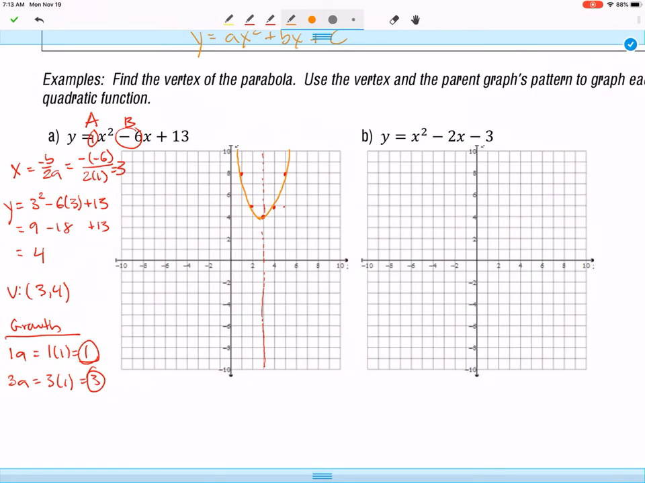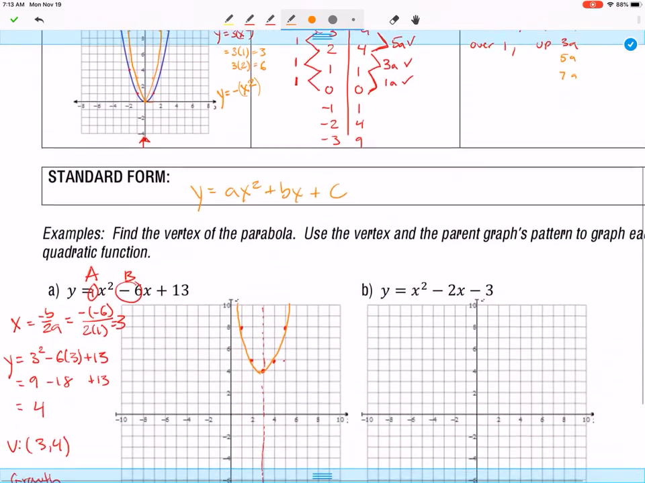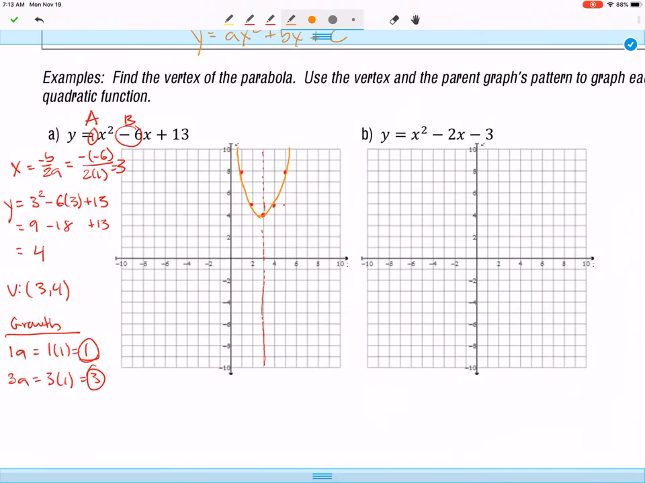I know I don't do the perfect parabola. But as long as you have those 5 points, like I mentioned at the very top, we need to have 5 points: one including our vertex, and then 2 from both sides of the growth pattern. All right, and that's it. So we go over 1, up 1, over 1, up 3 for that example.